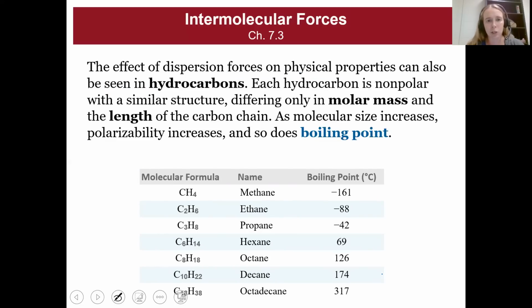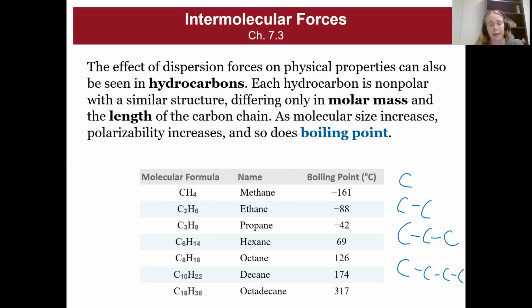We can see this in hydrocarbons as well. Hydrocarbons are nonpolar. These have a similar structure. These are basically carbon chains where we have 1 carbon, 2 carbons, 3 carbons, and they've got hydrogens coming off of them, 4 carbons, so on and so forth down this table till we get to C18H38. So we get to 18 carbon molecules in a chain with hydrogens coming off the sides. So as we go down here, we're getting bigger in molar mass and in the length of the carbon chain.